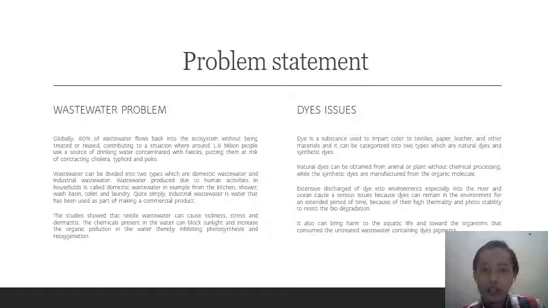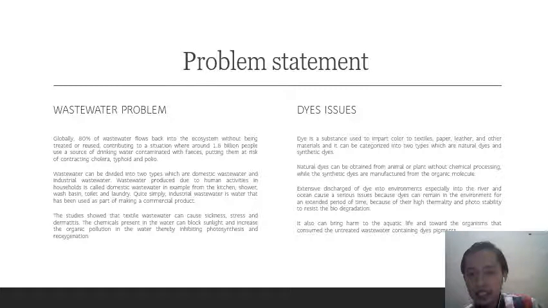Dye is a substance used to impart color to textile, paper, leather, and other materials, and it can be categorized into two groups, which are natural dye and synthetic dye. Natural dye can be obtained from animals or plants without using any chemical processing, while synthetic dye is manufactured from organic molecules.